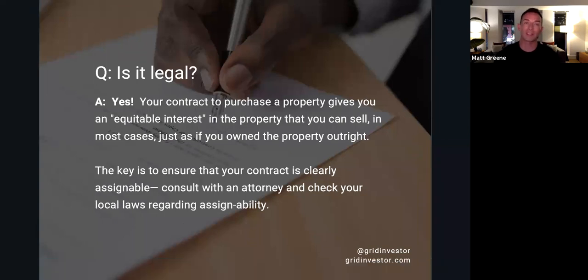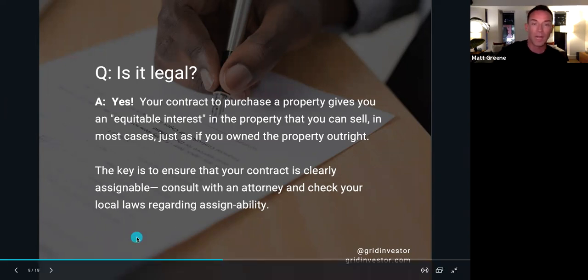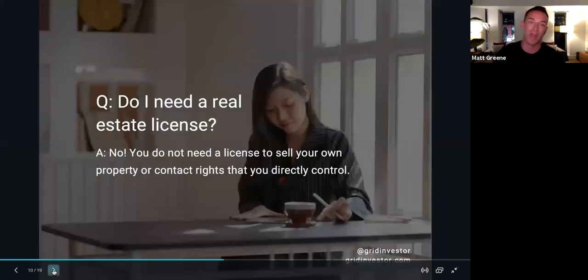All right, so some questions about assignment contracts. First question that people ask: is it legal? And the answer, again, I'm not an attorney, is yes. You are assigning your rights for somebody else to purchase a property that you've agreed to purchase. In most cases, on the buyer line of the contract, you want to write "and or assigns," so it gives you the ability to assign the contract. You also want to make sure that there are no clauses in the contract that would prohibit you from assigning your right. Again, consult with an attorney if you have any questions about that.